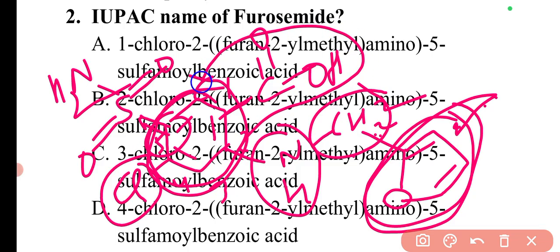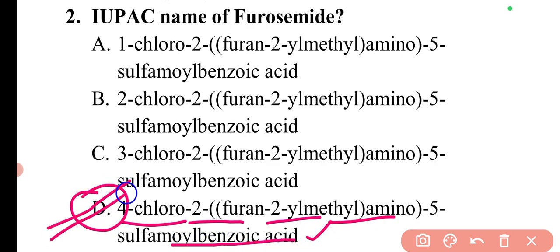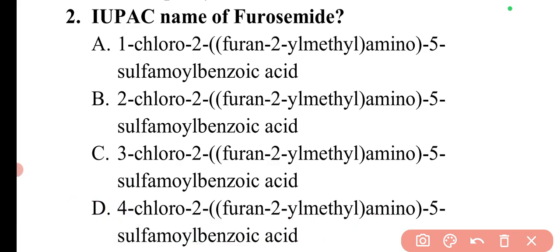This carboxylic acid makes it a benzoic acid, so it will become 4-chloro-2-(furan-2-ylmethyl)amino-5-sulfamoyl benzoic acid. So here option D will be the correct answer. Then we can move to the next question.